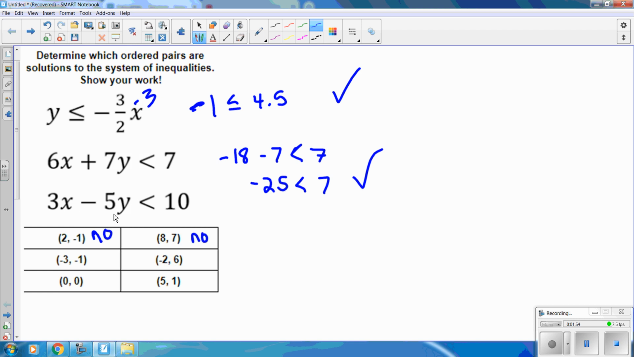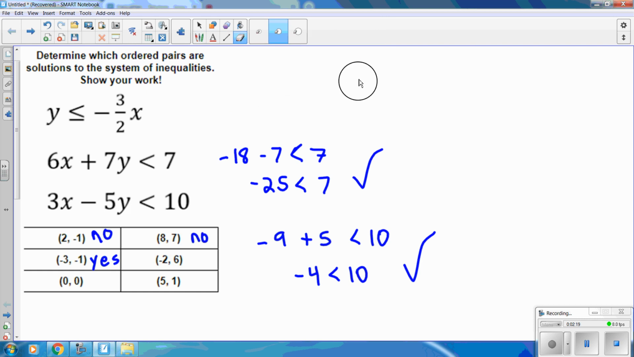So let's see if it works for the last inequality. Negative 3 in for x. 3 times negative 3 is negative 9. Negative 1 for y. Negative 5 times negative 1 is positive 5. Negative 9 plus 5 is negative 4, and that is less than 10, so it works there. So it works for all three, therefore this ordered pair is a solution to the system.